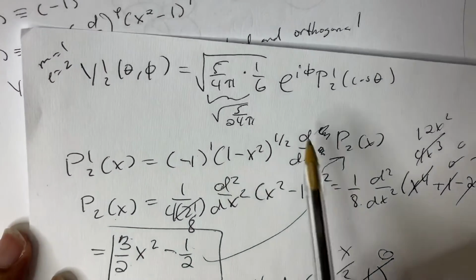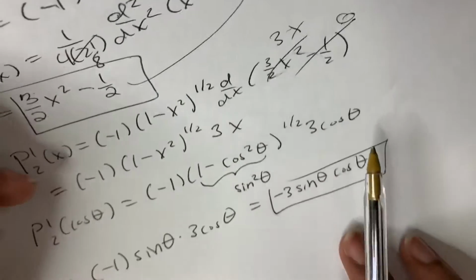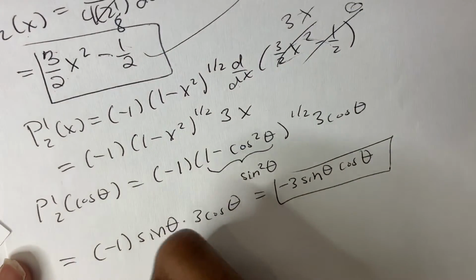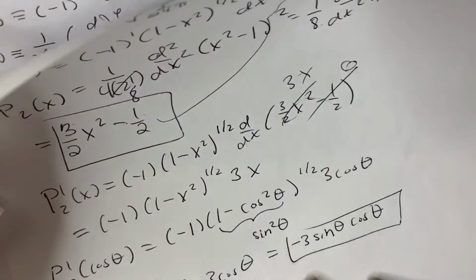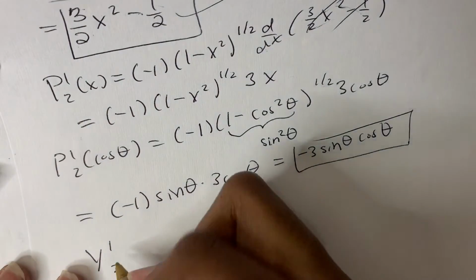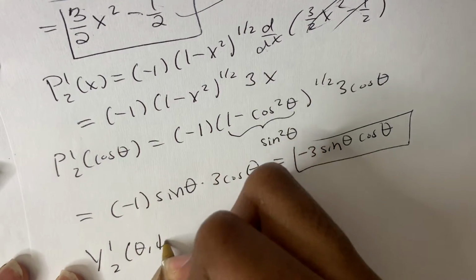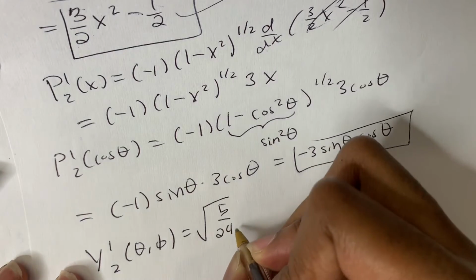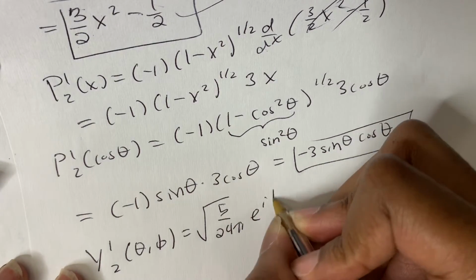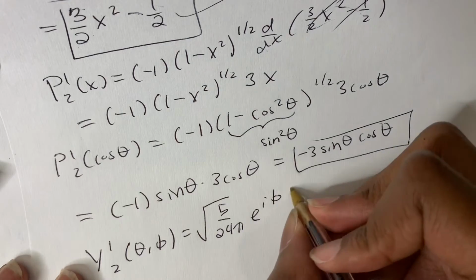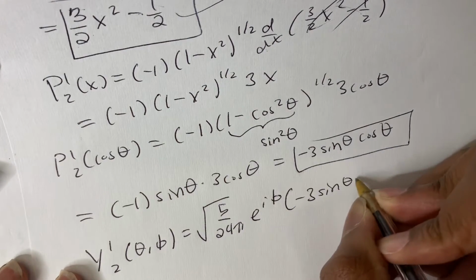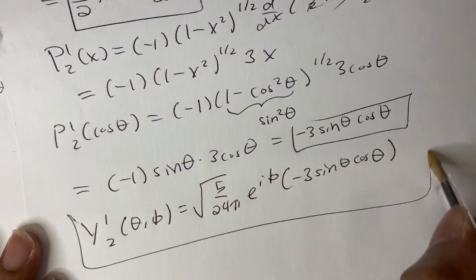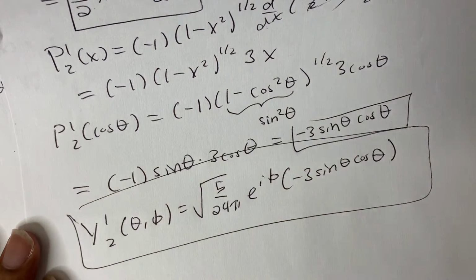And then I would just plug that back into this first part to get that Y12. You guys can see that. To get Y12 of theta, phi, it's going to equal the square root of 5 over 24 pi, e to the i phi, times minus 3 sine theta cosine theta. And yeah, we've just found Y12 of theta, phi.